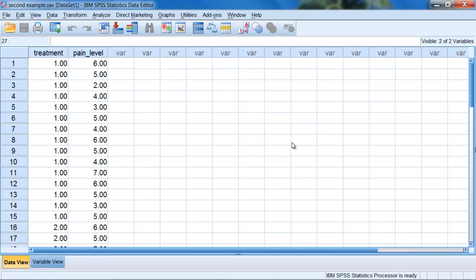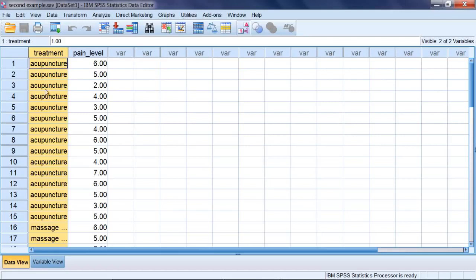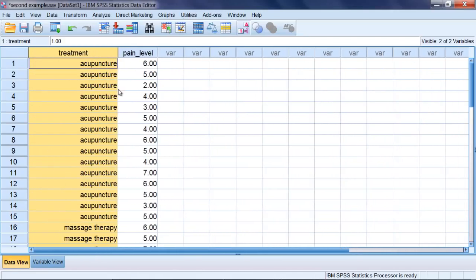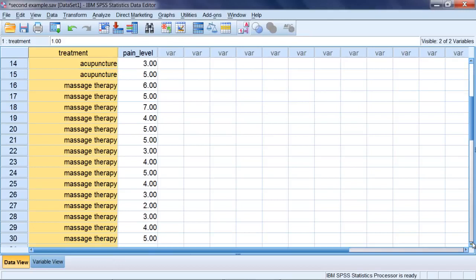In this video, we'll take a look at another example of the independent samples t-test in SPSS. In this example, we have the variables treatment and pain level. We had two groups, as we always do with the independent t, for the variable treatment, where I entered value labels, and you can see that the first group all received the treatment of acupuncture, whereas the second group all received the treatment of massage therapy.